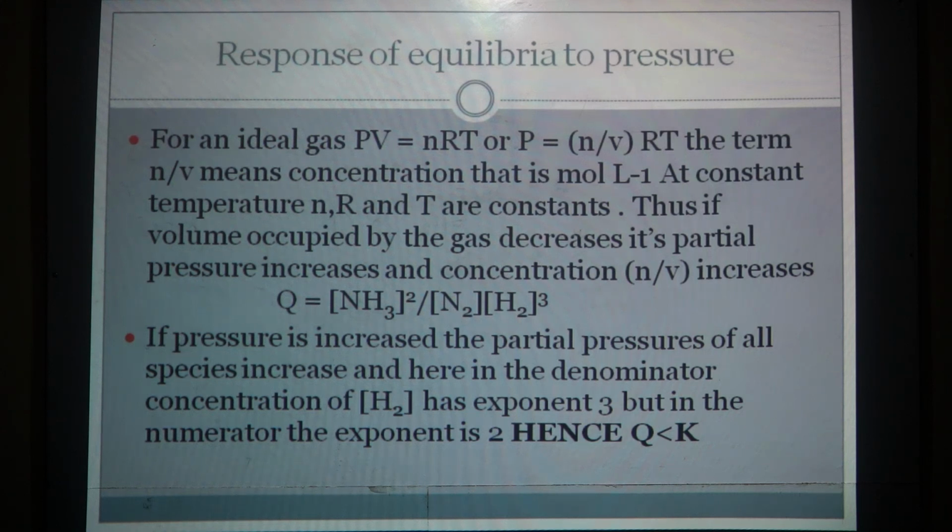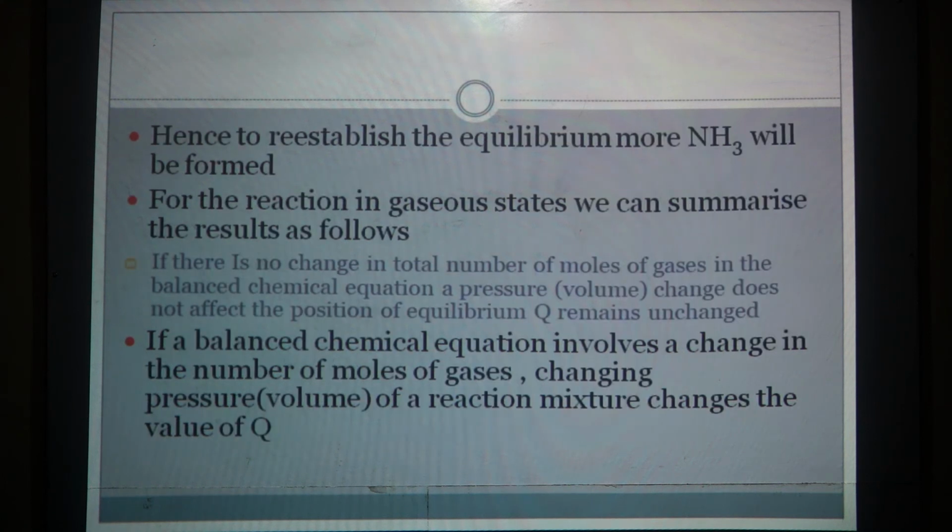Therefore, Q is equal to [NH3]^2 upon [N2][H2]^3. If pressure is increased, the partial pressures of all species increase, and here the denominator concentration of H2 has exponent 3, but in the numerator the exponent is 2. Hence, Q is smaller than K. Hence, to re-establish equilibrium, more NH3 will be formed.